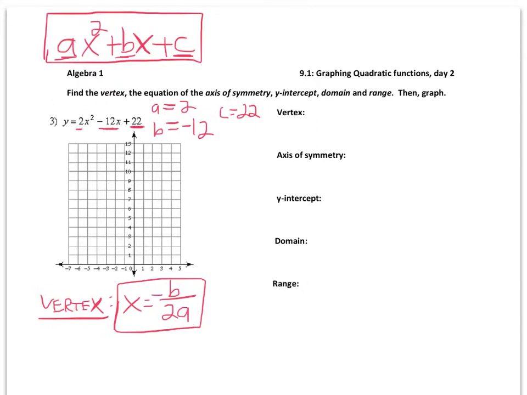So that's what we're going to do first. It's always the first point you get. You want to get the vertex, and then I want to get 2 points on either side of it. So there's always 3 points.